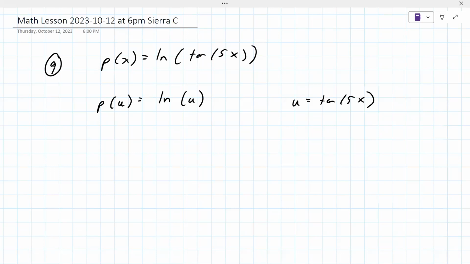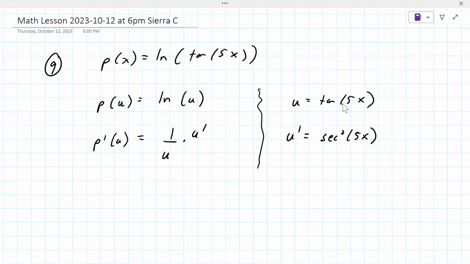So I like to separate these out, especially the first time you're seeing it. The derivative of p of u is 1 over u times u prime. It's the same as what you've seen in the class: 1 over the inside function times the derivative of the inside function, but it separates it out here because the derivative of tangent is secant squared 5x, but this also has an inside function. The derivative of 5x is 5, so the derivative is 5 secant squared 5x.